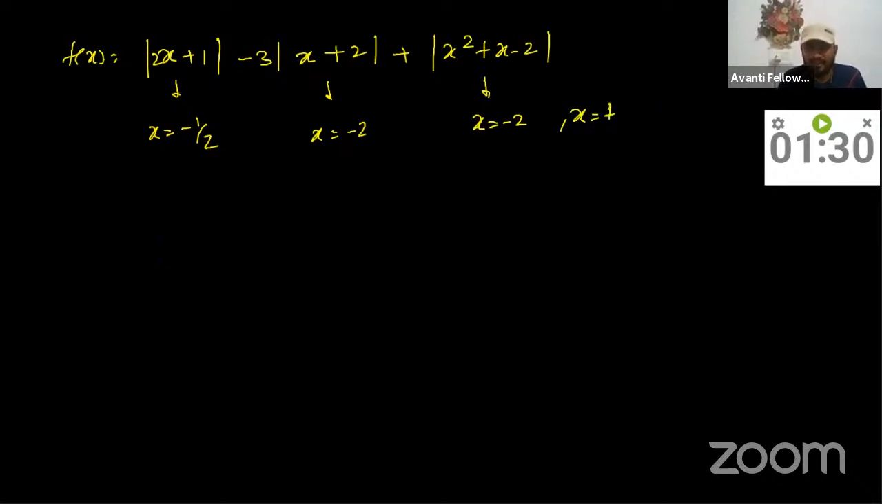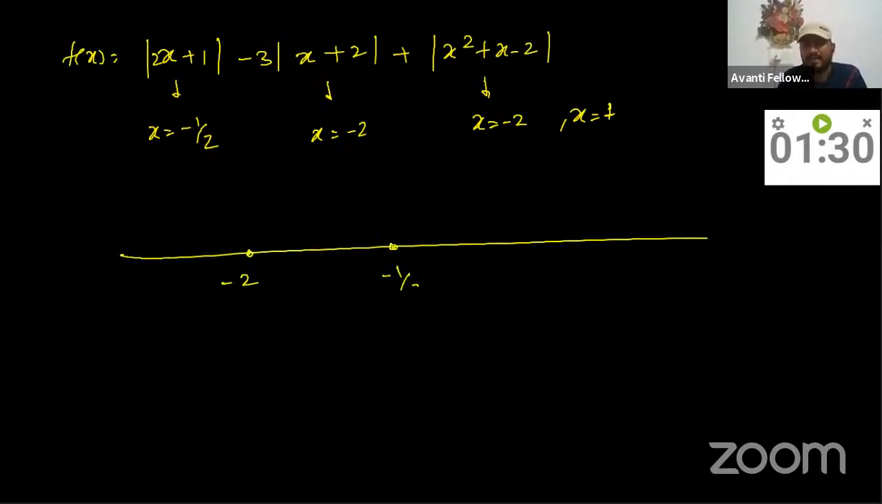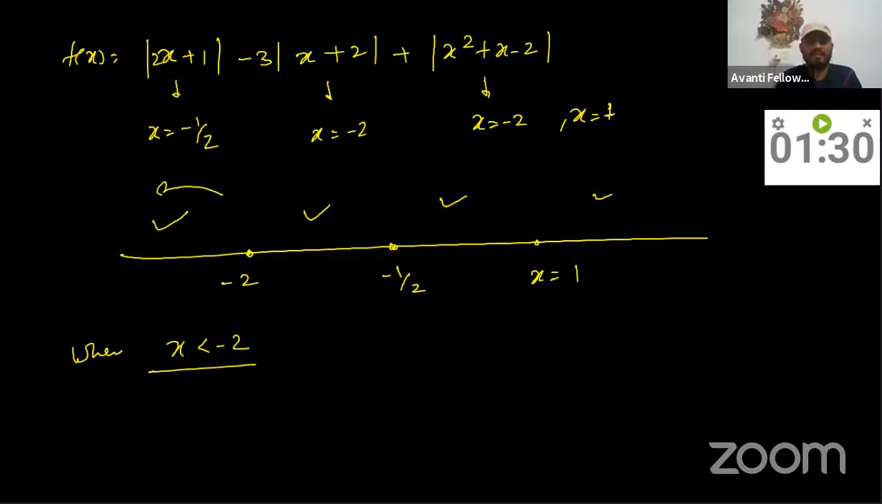Now let's write this on the real number line. First I write x equal to minus 2, x equal to minus 1/2, and x equal to 1, which means I have to divide this entire function. I can define this entire function in this region, this region, this region, and this region. How many regions? 4 regions. First, when x is less than minus 2. I'm talking about x less than minus 2.